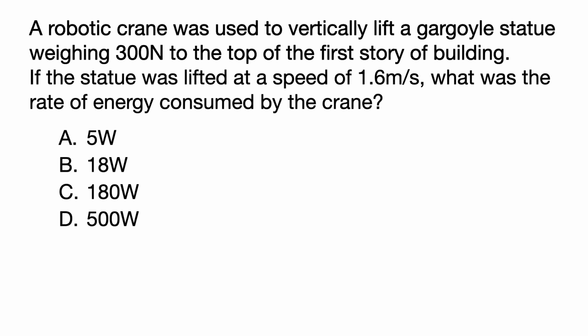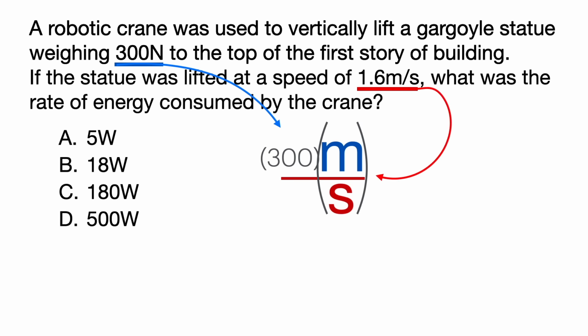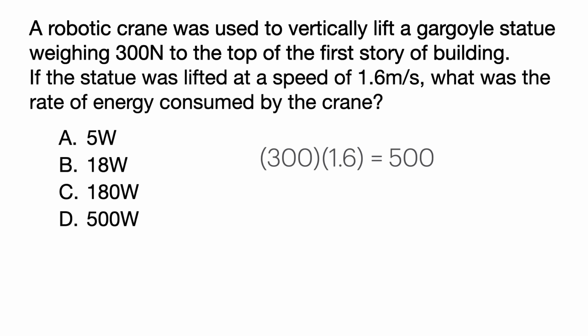The answers are still in units of watts, and just like before, a watt will always first break open into joules per second, and a joule will always first break open into newton meters, and then you have the per second. So you have newton meters per second. And this time we're given a speed with units of meters per second and the 300 newtons. Well, meters per second is the unit of speed, so now just plug in the 300 for the newtons and the 1.6 for the meters per second to equal 500 watts.